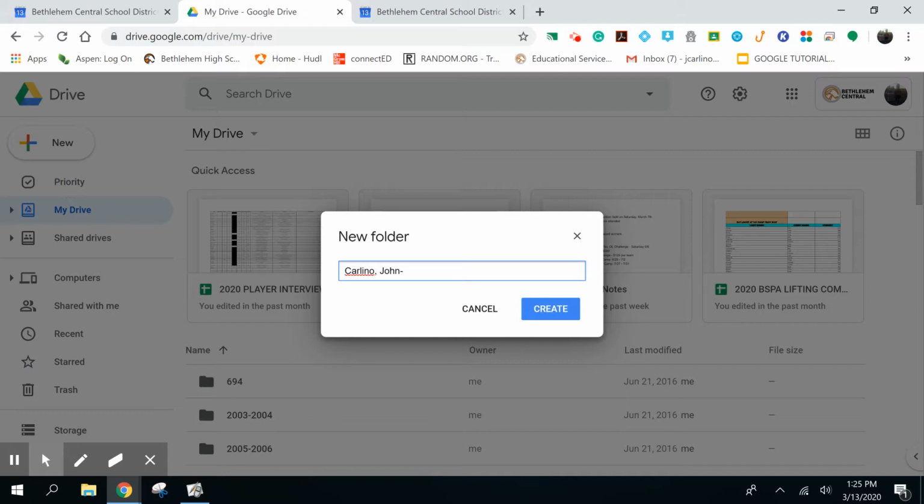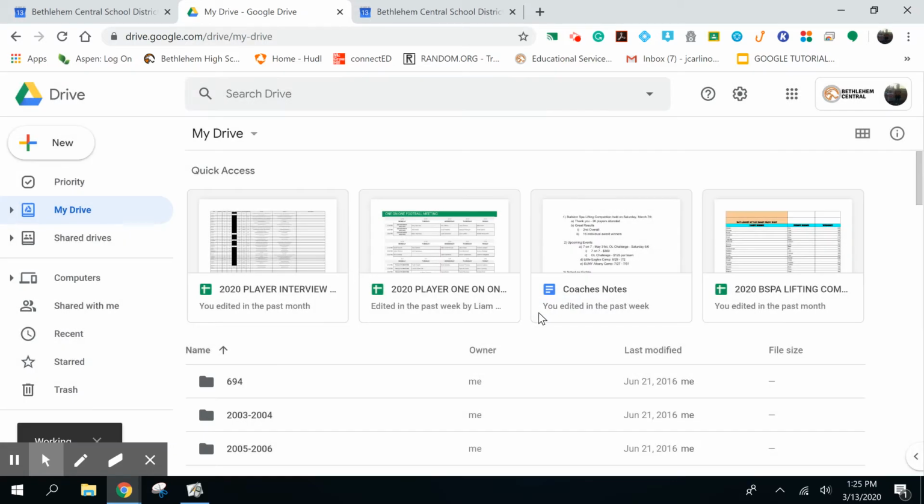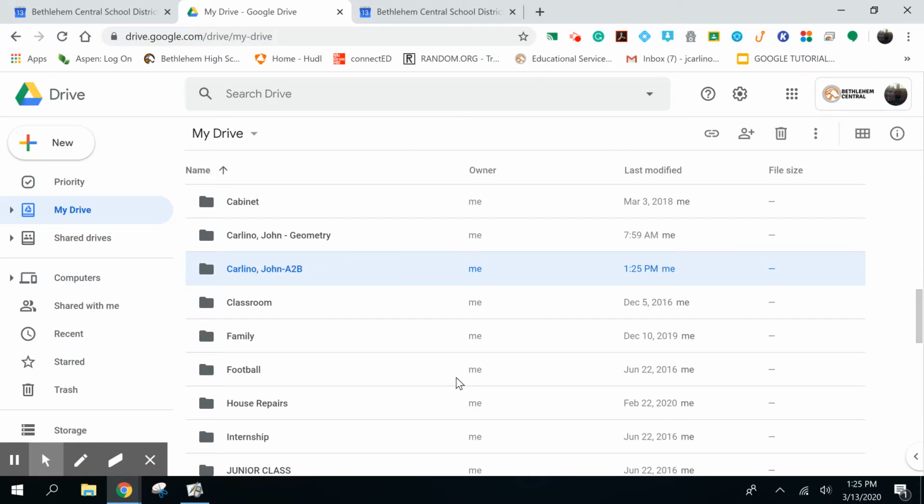Dash, and then in capital letters A, the number 2, B. So I have it up there, but your own name. Had a few people do that today. Okay, you can hit create. Create, everybody good?